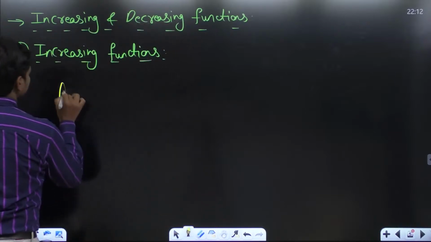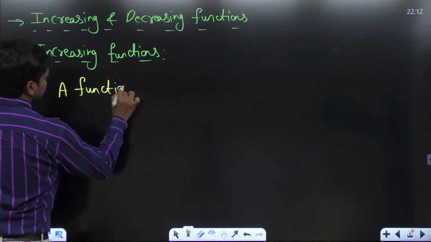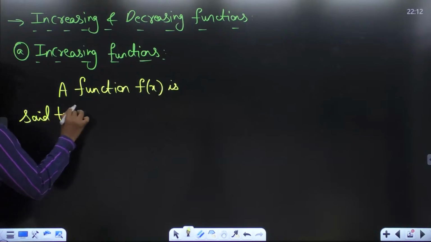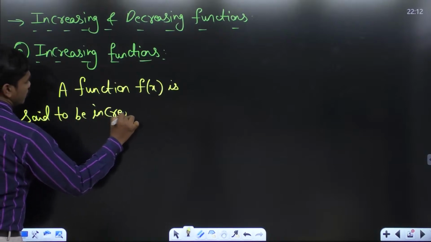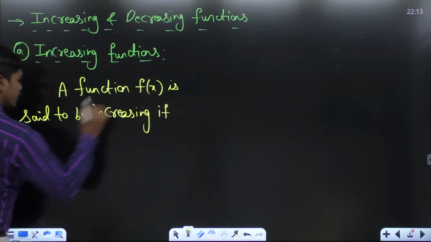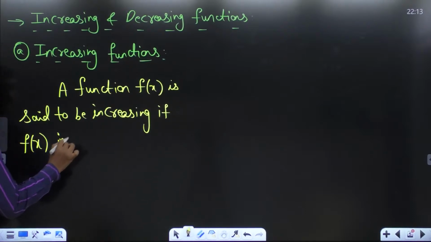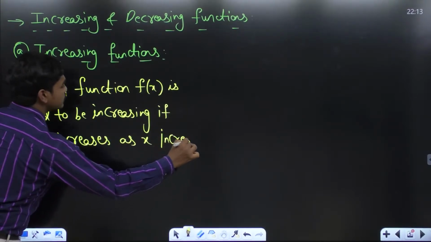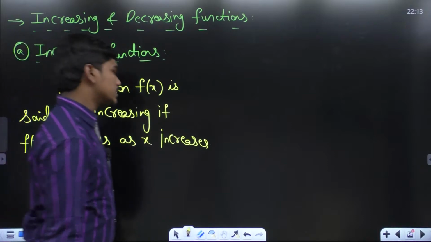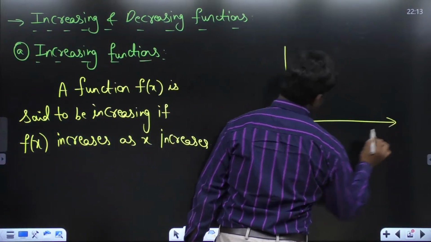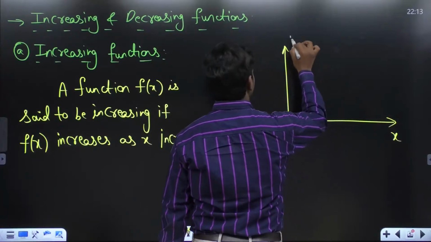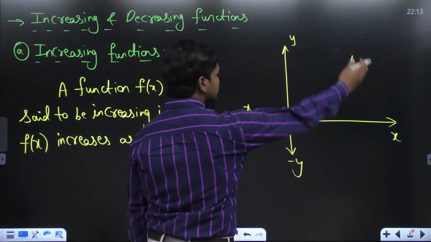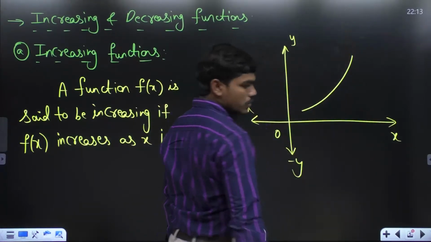Okay. So see here, a function f of x is said to be increasing if f of x increases as x increases. As x increases means if you are increasing the value of x, your functional value also increases. For example, if you consider some function like this, with axes x, y, minus x and minus y, you can clearly see whenever x is increasing, this f of x is also increasing, correct?